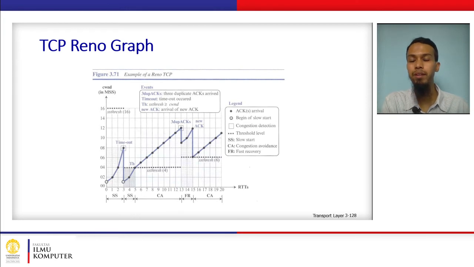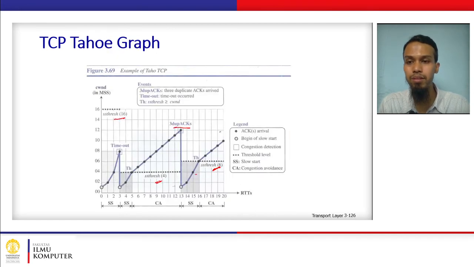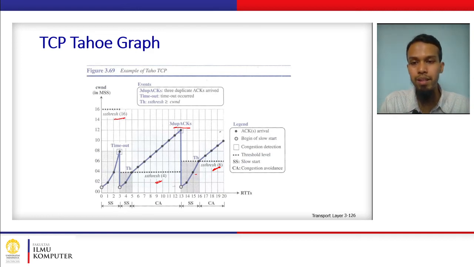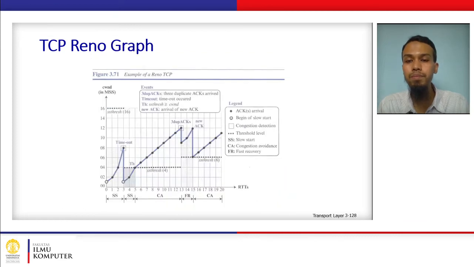So now let's see how the TCP Reno evolves in the graph. Okay, so in the first part, actually this is the same. We are using the same events as the previous TCP Tahoe graph, but the only difference is when there is a 3 duplicate ACK detected at this 13th RTT or transmission round.